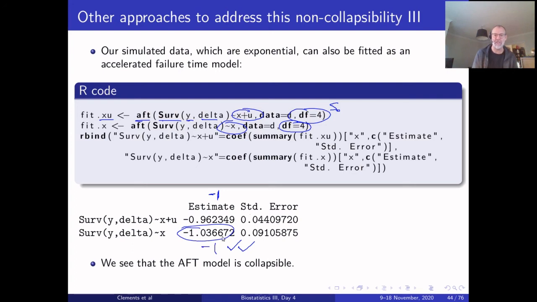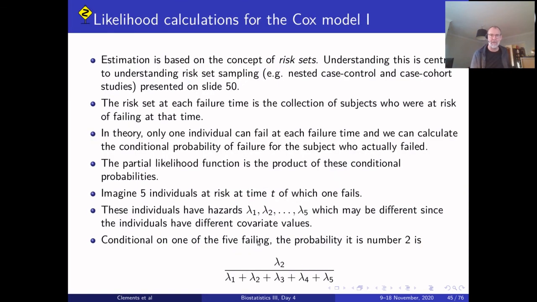You should also note that if you don't adjust for U, your standard error is much larger. But the nice thing is we almost certainly will not know all of the variables which are associated with the outcome. So this sort of shows that if we adjust for more variables that aren't confounders, we can reduce the standard error, but it doesn't actually improve the point estimate. And we see from this example that the AFT models are collapsible.